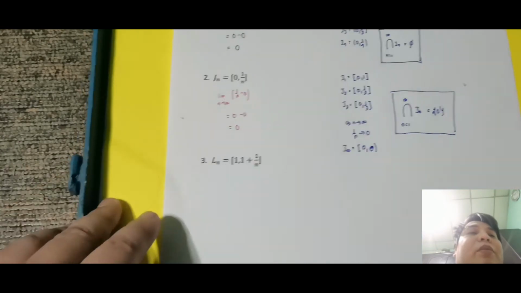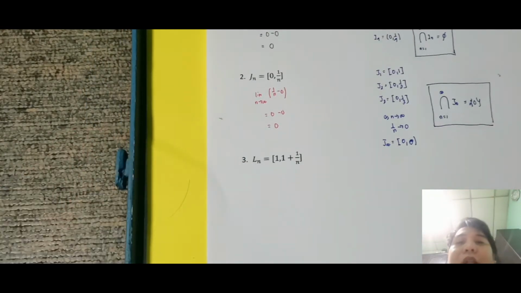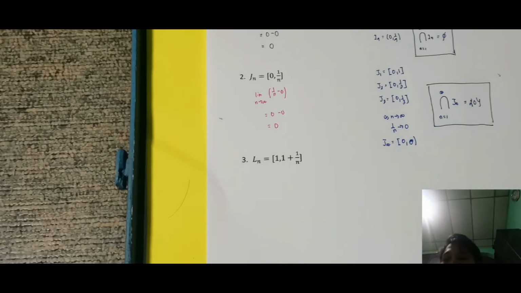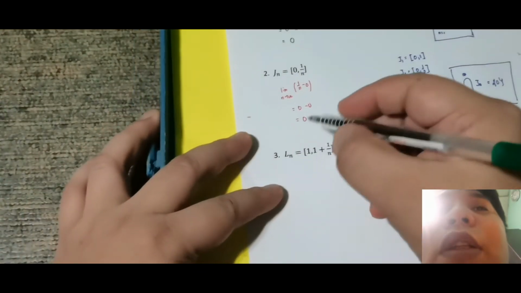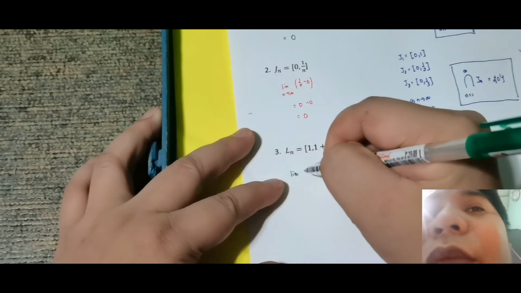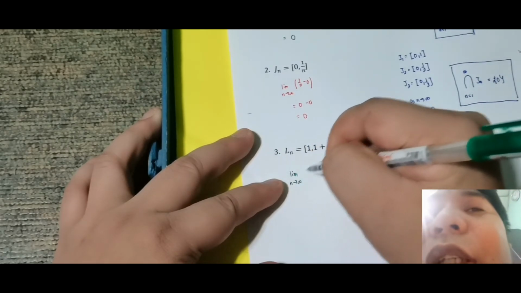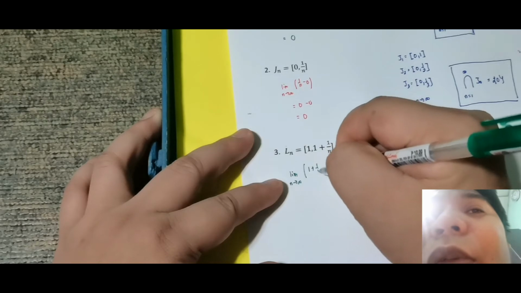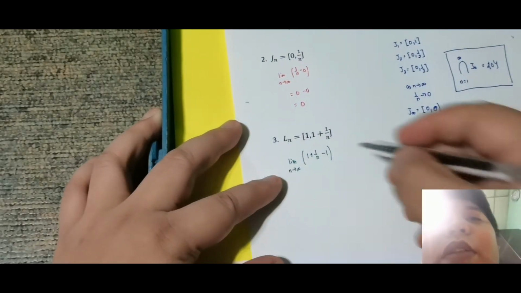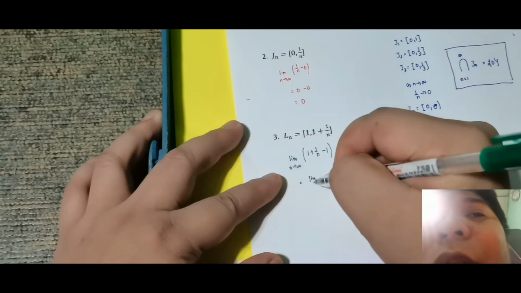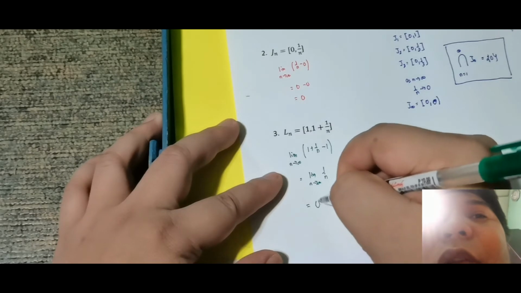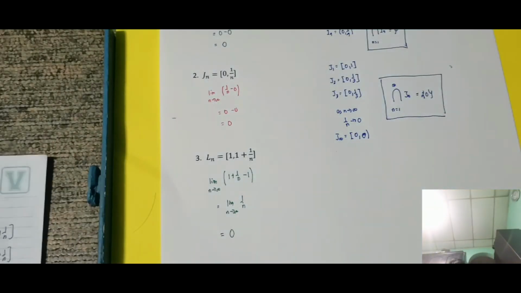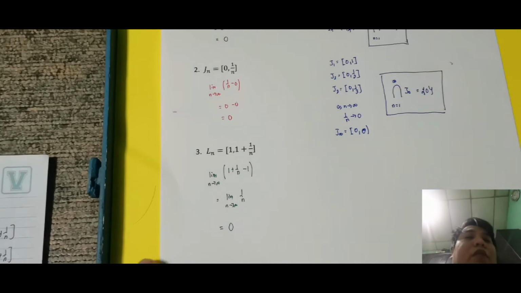Okay, next is for number 3. Let L sub n be the interval [1, 1 plus 1 over n]. Let us check what its value will be. First, let's take the limit again of the length: the limit as n approaches infinity of 1 plus 1 over n minus 1. This is simply equal to the limit as n approaches infinity of 1 over n. As n approaches infinity, this is equal to 0. So, what could the intersection of this be?